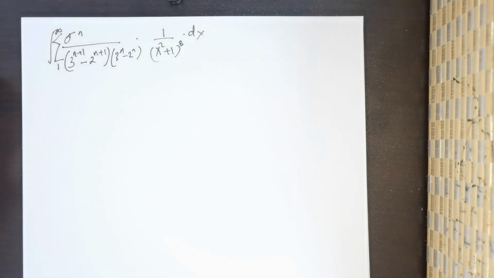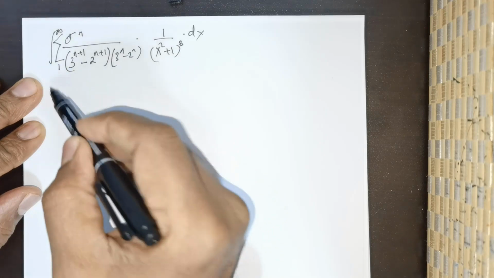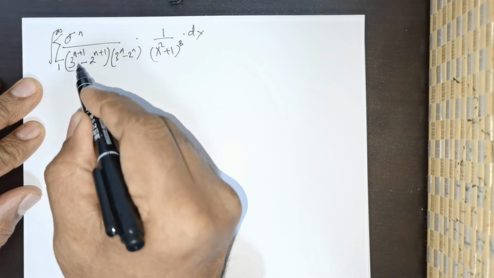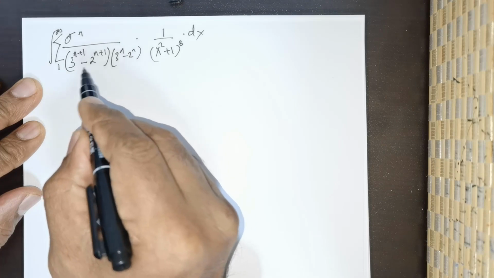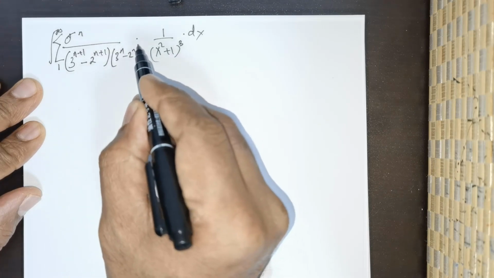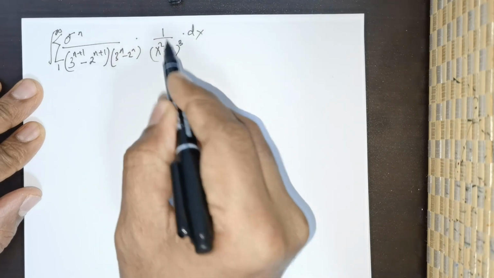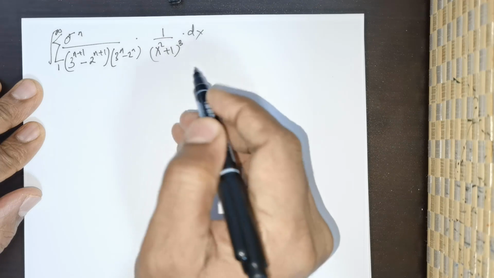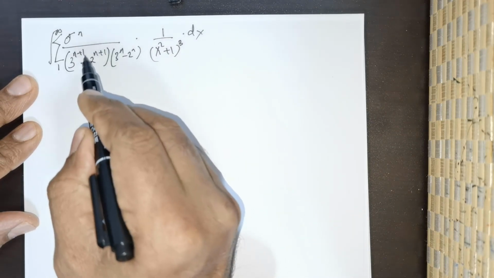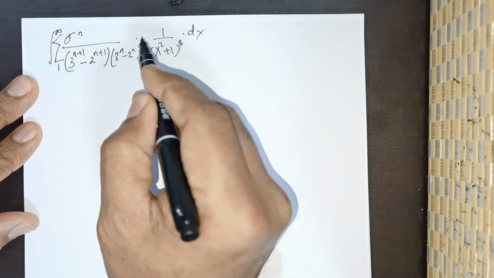Good day everybody, we got an interesting question. The integral of the sum from n = 1 to infinity of 6^n divided by (3^(n+1) − 2^(n+1)) times (3^n − 2^n), multiplied with 1 over (x² + 1)^3, dx. So clearly you can see that the quantity n is completely independent of the variable x here.